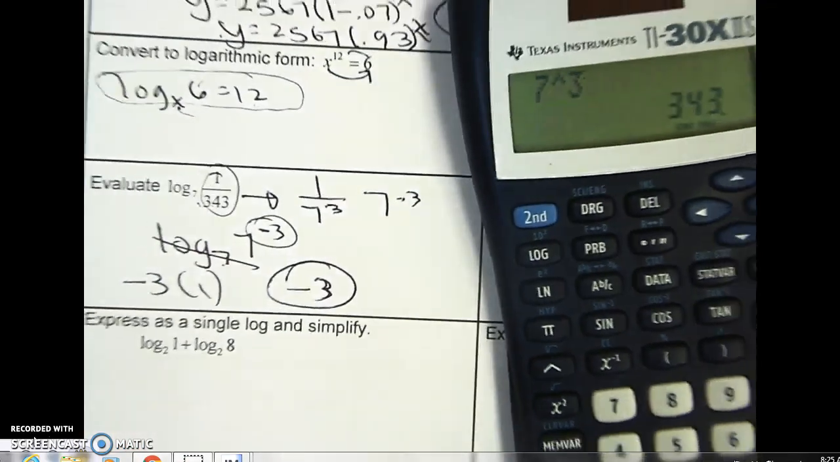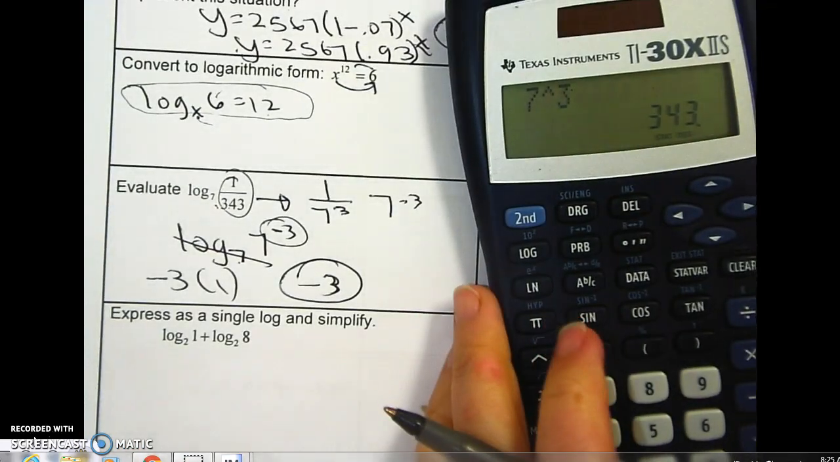Notice I have no equal sign. There's no equal sign in the problem. There should be no equal sign in the answer.